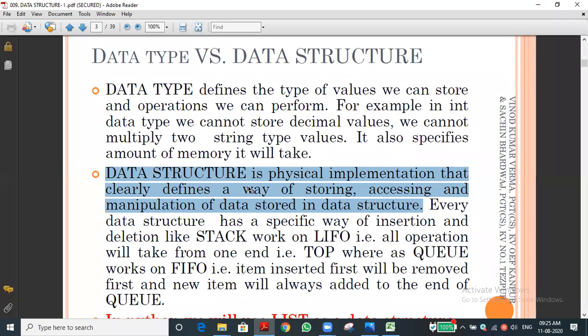Now you can see data structure is physical implementation. Physical implementation means how literally the data is stored in our computer. That's what we are going to see. Implementation means how we are doing this work. The implementation we are doing means storing, accessing, and manipulation. Manipulation means any changes or any operations. This is called physical implementation.